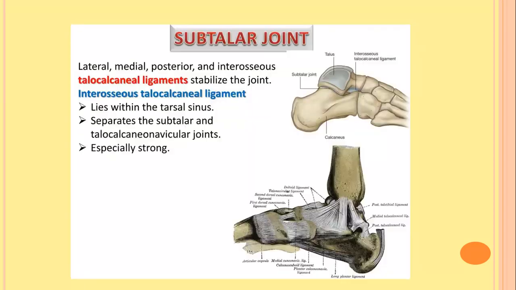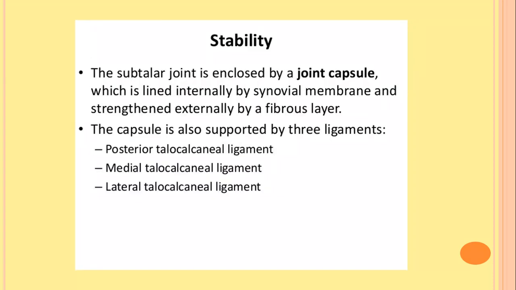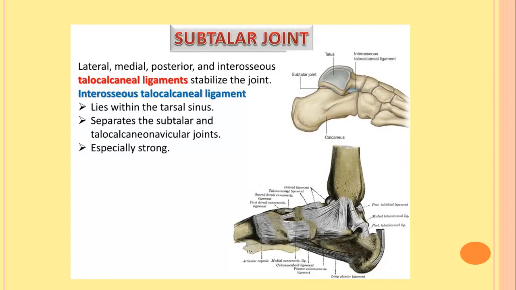So if we go to the next slide, we see these ligaments. Stability will be provided by the joint capsule, lined by synovial membrane and strengthened by the fibrous layer. The capsule is supported by three ligaments: the posterior talocalcaneal ligament, the medial talocalcaneal ligament, and the lateral talocalcaneal ligament. As their names imply, anterior, posterior, and middle.